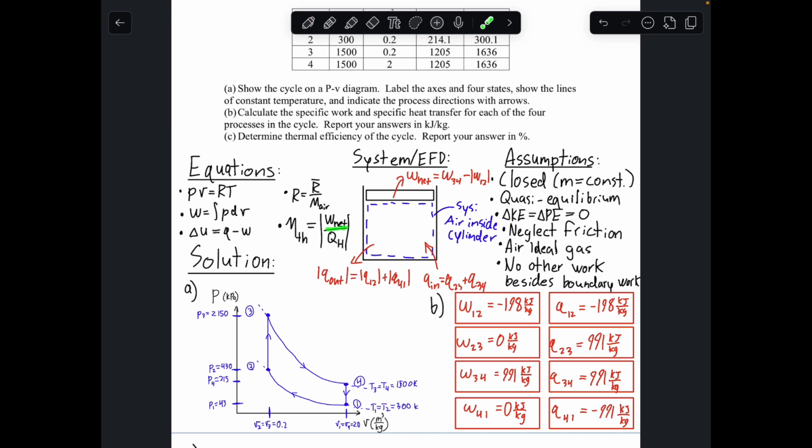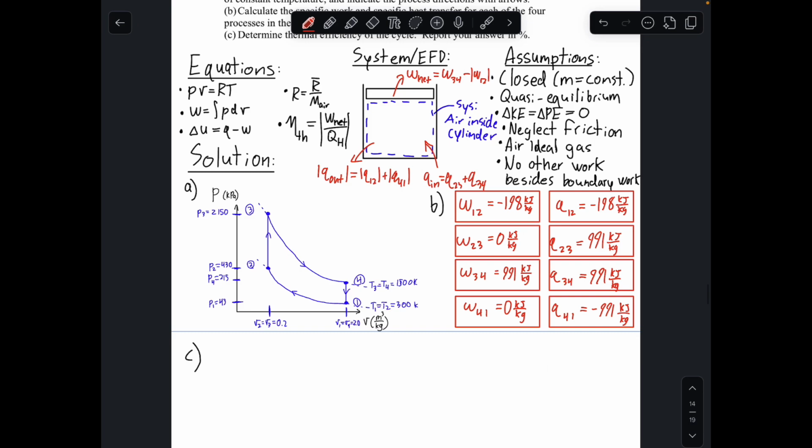And so the net work, what we want to plug in is exactly this net work value. It's the positive work that we get from the expansion minus the negative work that we get from the compression. And then the QH is the Q in that we get, a combination from the heat transfer from 2 to 3 and from 3 to 4. Right, because we have to put some heat into the system here in order to get some net positive work out of the system, and that's how we define our thermal efficiency. So now we can just write that down.